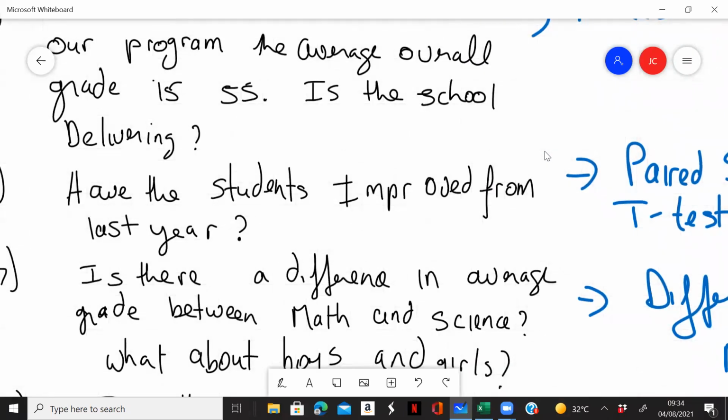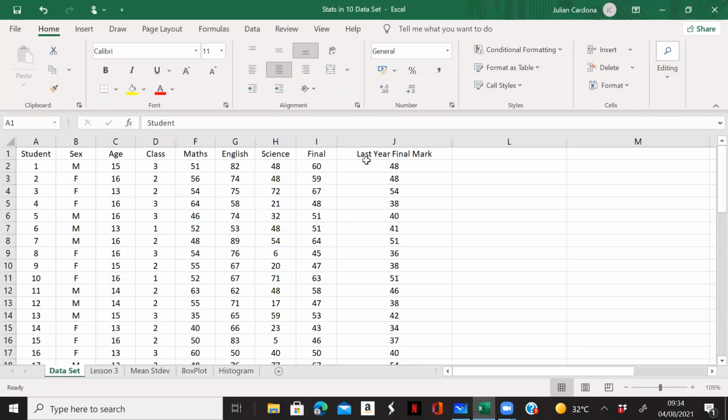Next. Key question, very important question. Are my students improving? Are the teachers delivering? Are our programs updated with regards to educational developments? So here we have to compare the previous year's marks, which I remind you we have here. If I go back, I have last year's final mark. So I have last year's final marks and this year's final marks, and we'll see if there is an improvement.